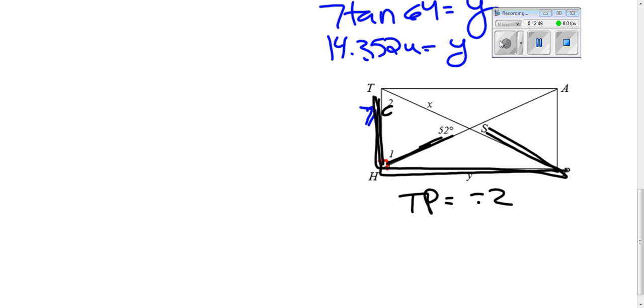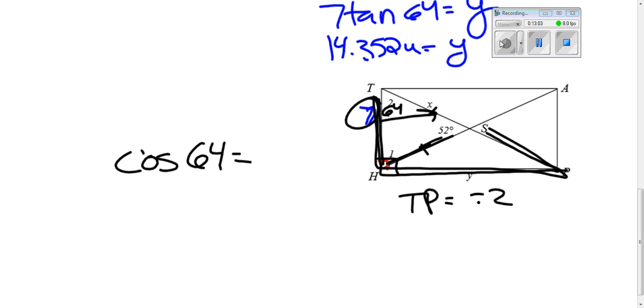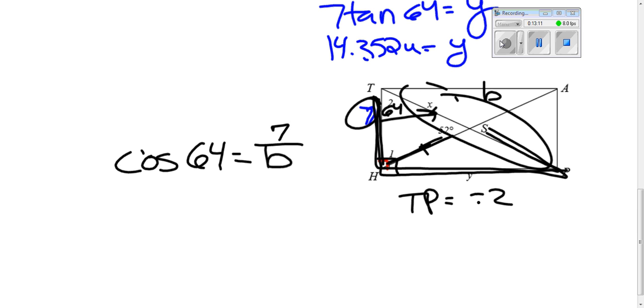So we already figured out this measure was 64. It's the same concept. I can use this isosceles triangle right here to help me find that. So from there, I'm looking at the hypotenuse and the adjacent. So I'm using cosine. So the cosine of 64 equals adjacent, which is 7, over the hypotenuse, which for right now we'll call that whole thing b, so we're not getting our variables confused. All right, multiply both sides by b.